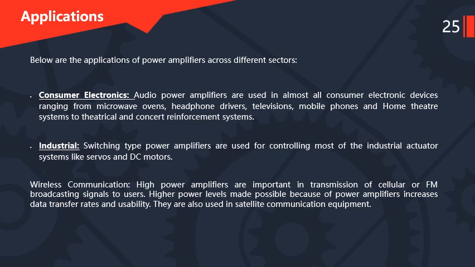Switching type power amplifiers are used for controlling most of the industrial systems like servo and DC motors. Wireless communication: high power amplifiers are important in transmission of cellular or FM broadcasting signals to users. Higher power levels made possible because of power amplifiers increase the data transfer rates and usability. They are also used in satellite communication requirements. तो ये हमारा पावर एम्पलीफायर के कुछ एप्लीकेशन और यूज हमने देखे.